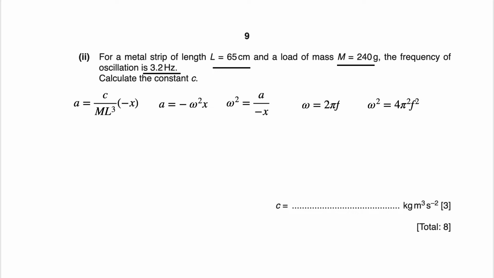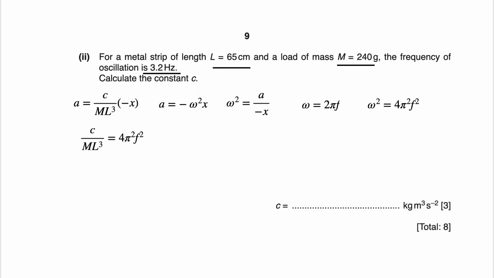Okay, let's put this instead of acceleration: 4 pi square f square. Now, if you look at what I have done, the first equation is a divided by minus x equal to c divided by ml cube. Instead of a divided by minus x, I have put omega square. That's all. Okay, from here what do we want?